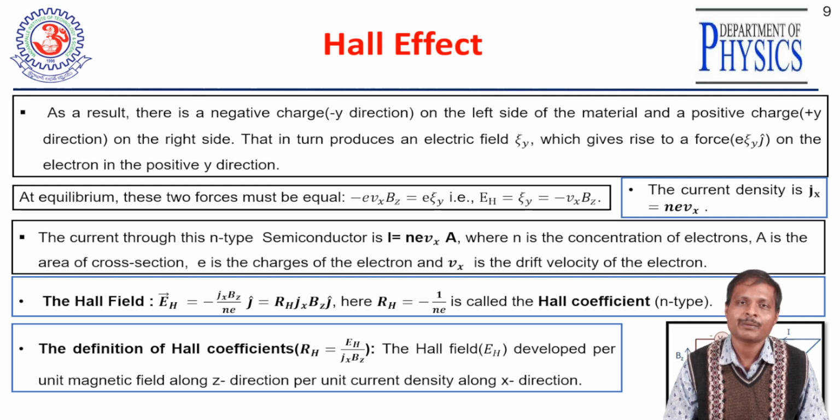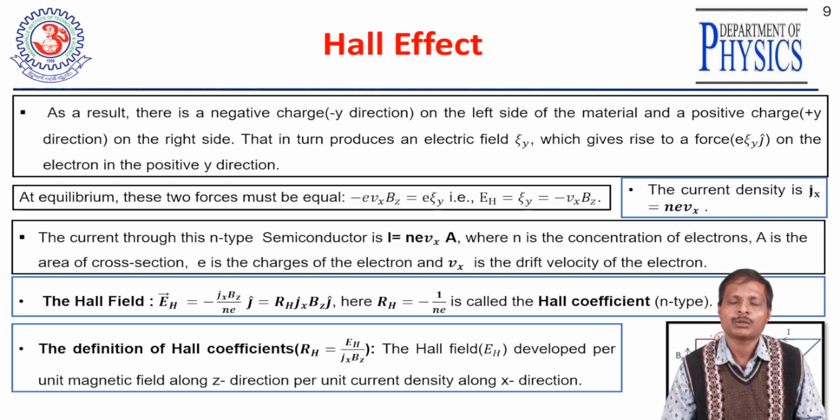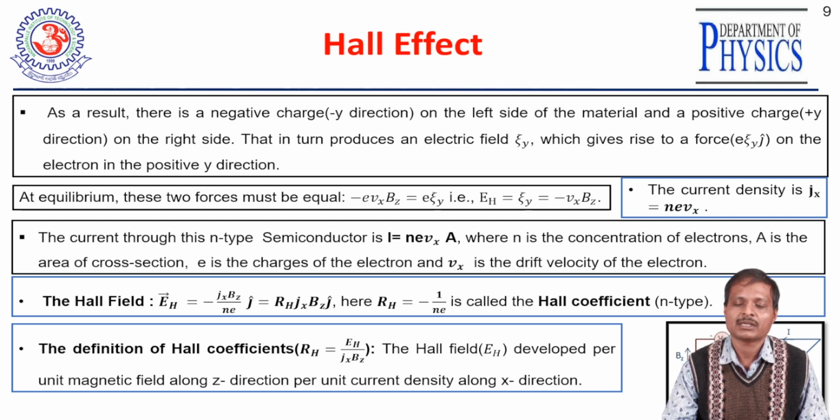Now at equilibrium, what will be happening? At equilibrium, these two forces must be balanced. That means minus e Vx Bz equals e Ey. So what is the Hall field? EH equals Ey equals minus Vx into Bz. This Ey, or EH as I have denoted it, is called the Hall field.